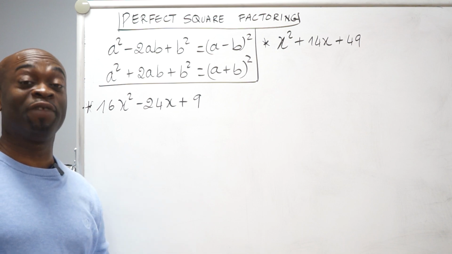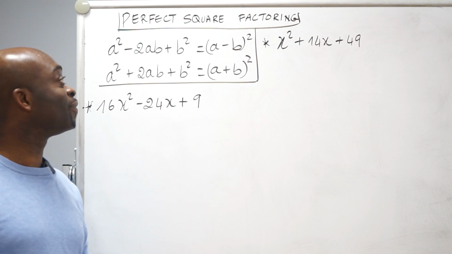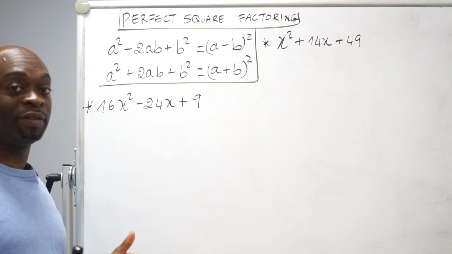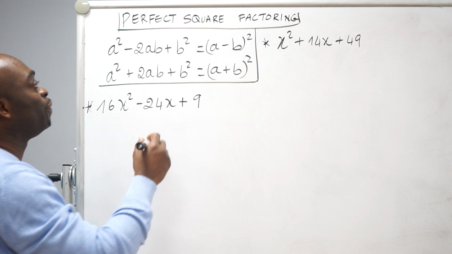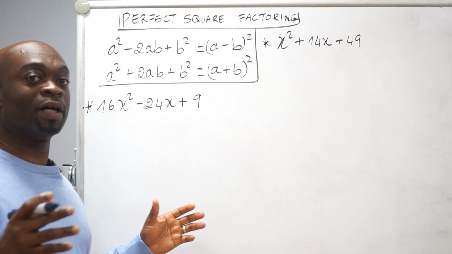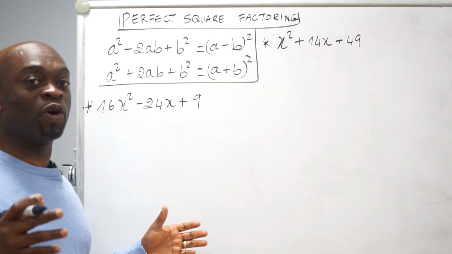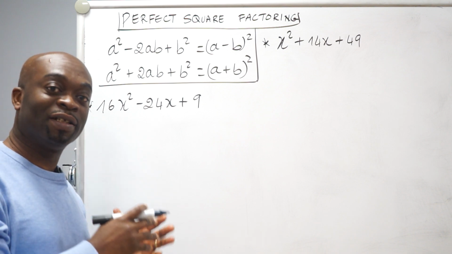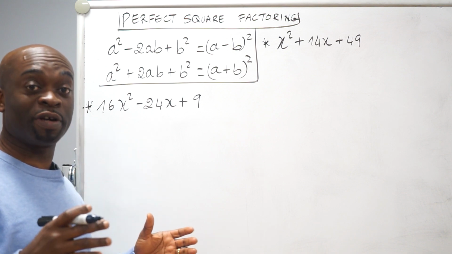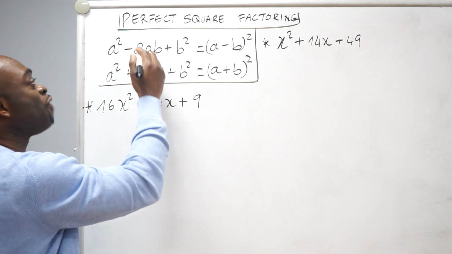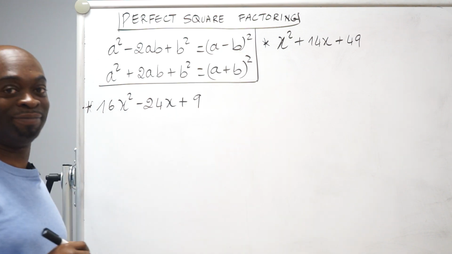Guys, we're still factoring polynomials here. All right, so we're talking about perfect square factoring. Now this one has something that you guys have known a bit before, which is like a squared minus b squared. You know, we did a squared plus b squared, for example. So those are perfect squares. But now we're dealing with perfect squares factoring.